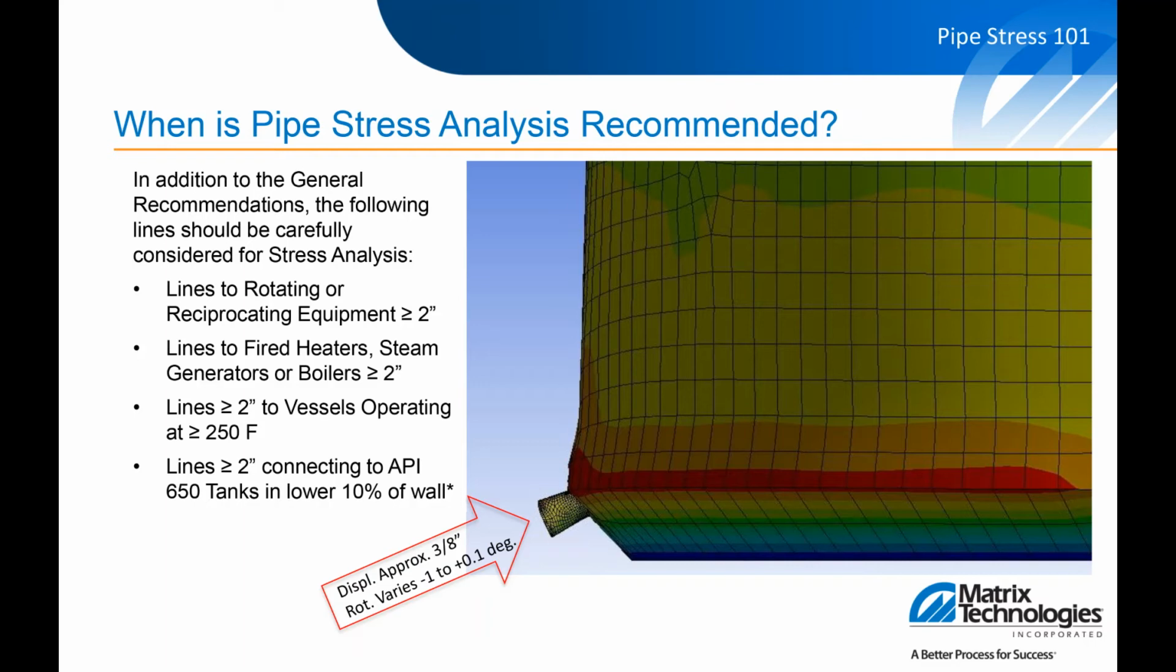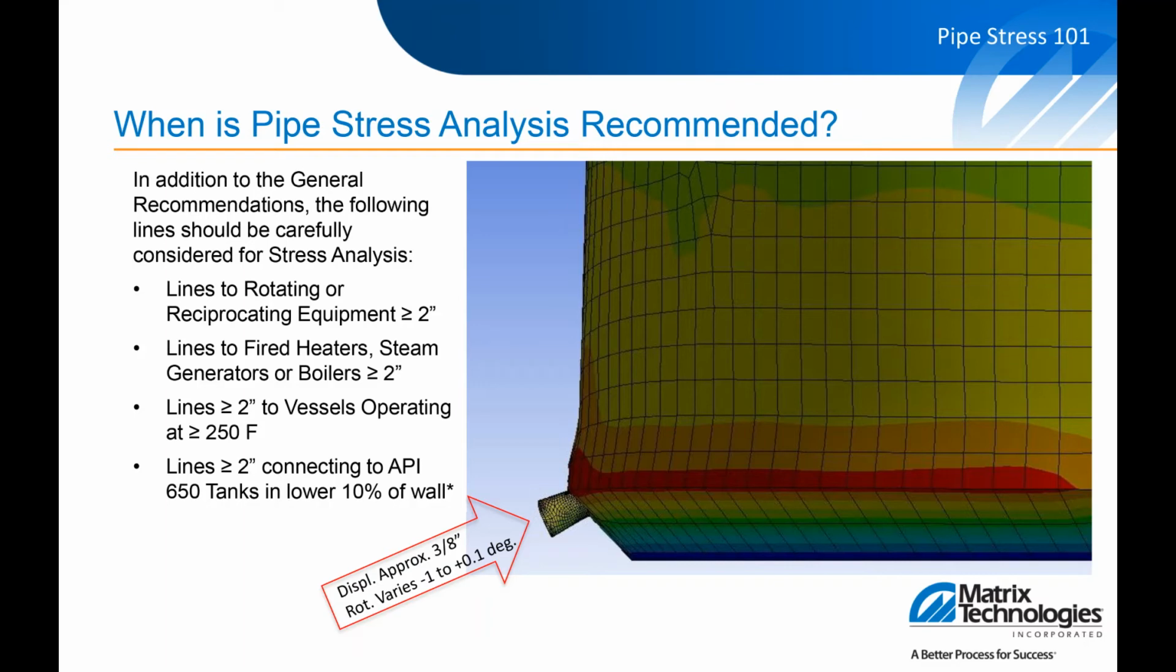Lines going to rotating or reciprocating equipment. Usually if it's greater than 2 inches, we will take a look at it. Lines to fired heaters, steam generators, or boilers above 2 inches. Again, we'll take a look at that. And that's because of the temperature and the thermal growth of the equipment, both. Lines 2 inches and greater going to vessels that are above 250 degrees, because again, the thermal growth of the vessel can play a significant part in that pipe stress as that nozzle moves.